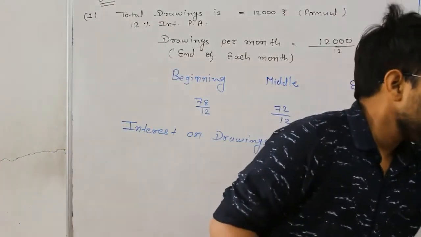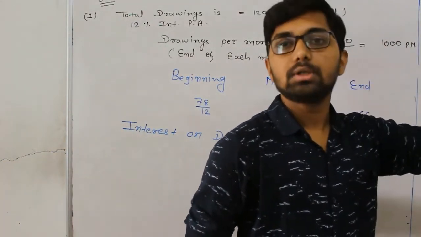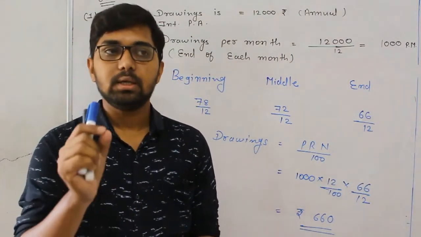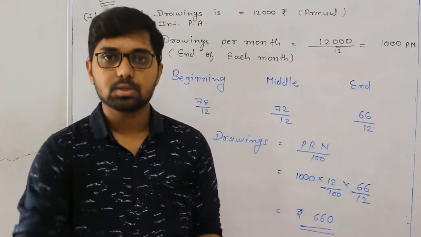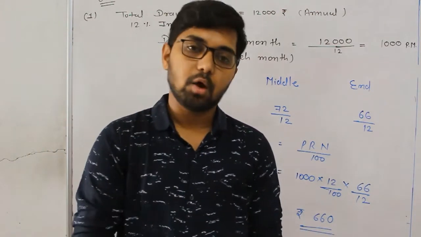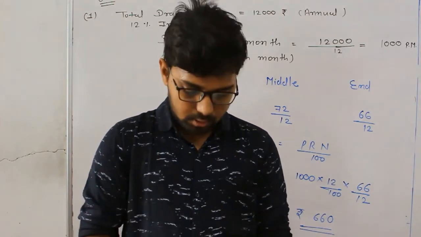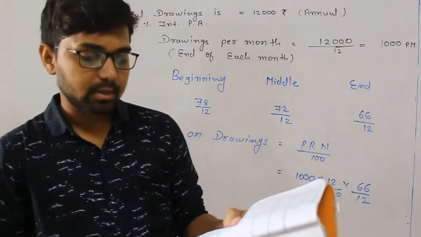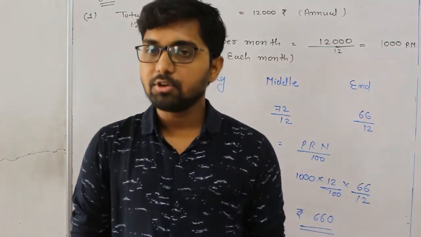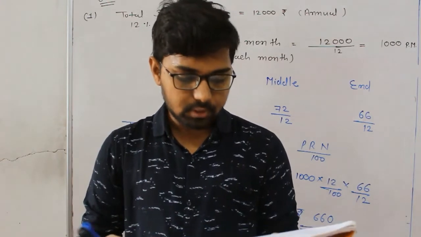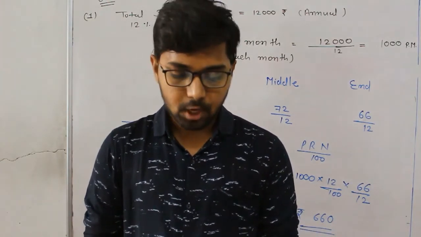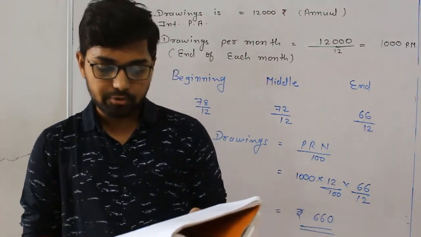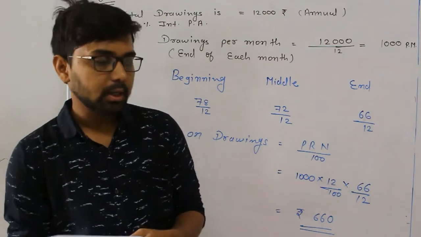I'm currently solving textbook question number 3, sub question number 1. You can pause the video and take a screenshot of it. If you have the book, then refer to the book. On page number 30, the question is: a partner withdraws an identical amount at the end of each month from the firm. At the end of the year, total drawings is 12,000. 12% per annum interest is chargeable on drawings. Determine the amount of interest on drawings for the year.